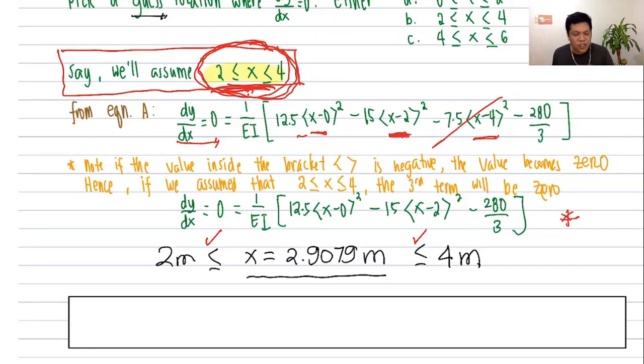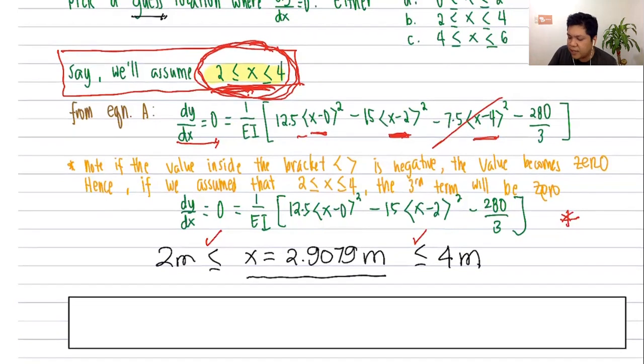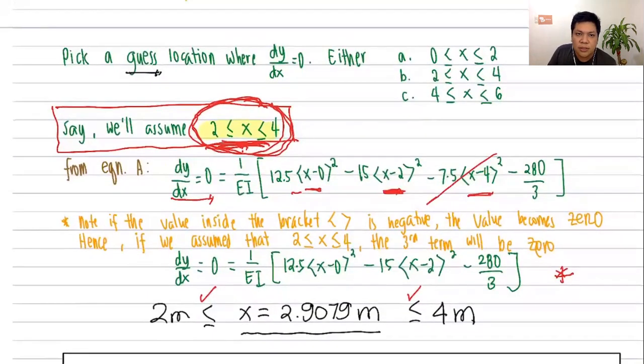Okay, let's pause before we continue. Sir, what if I didn't assume that the max deflection will occur between 2 and 4?